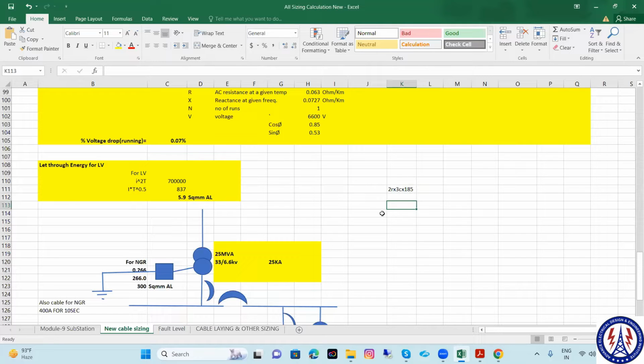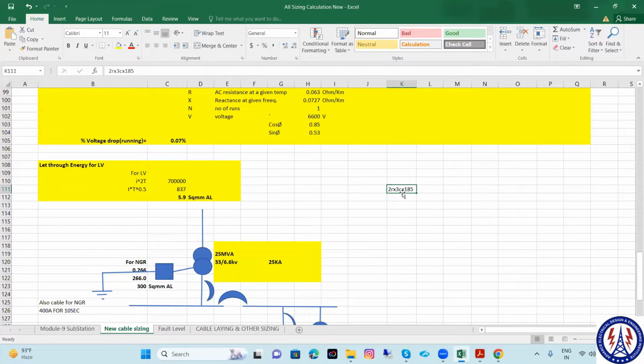Basically, it's okay, but I am using the higher size. Is there any technical problem? Unbalanced current will flow through the two cables. Where does unbalance happen in a motor? A motor is a balanced load. If it is unbalanced, it will trip.